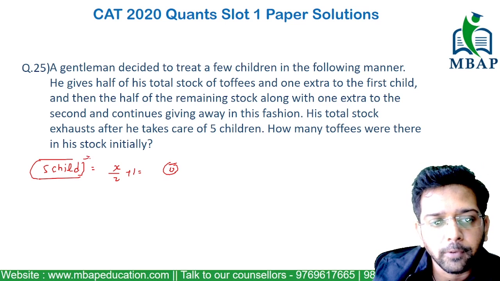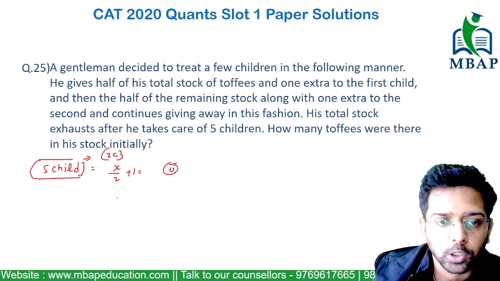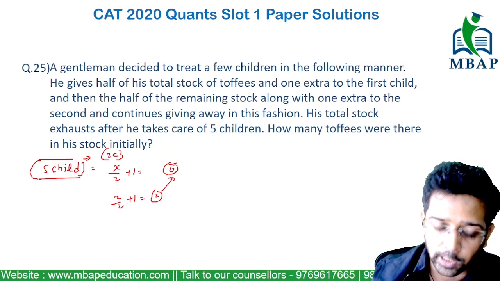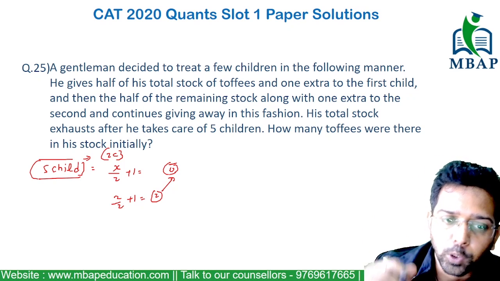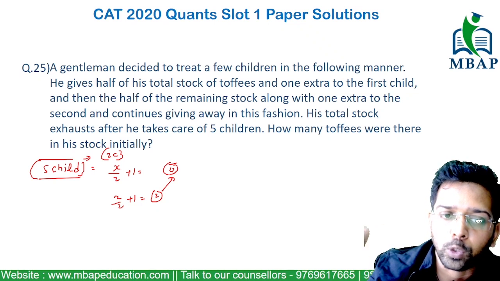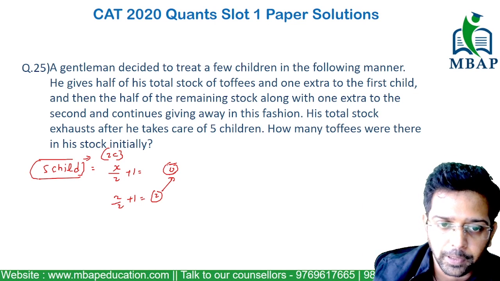This will only come up when the fifth child is left with 2 chocolates, because half of 2 will be 1, plus 1 will become 2. And if you are eating 2 of 2, you are left with 0 chocolates. I hope this is clear. Only if you have 2 chocolates, 2 by 2 will become 1, plus 1 will become 2 chocolates, and totally you are exhausting 2 chocolates. So it will become 0.